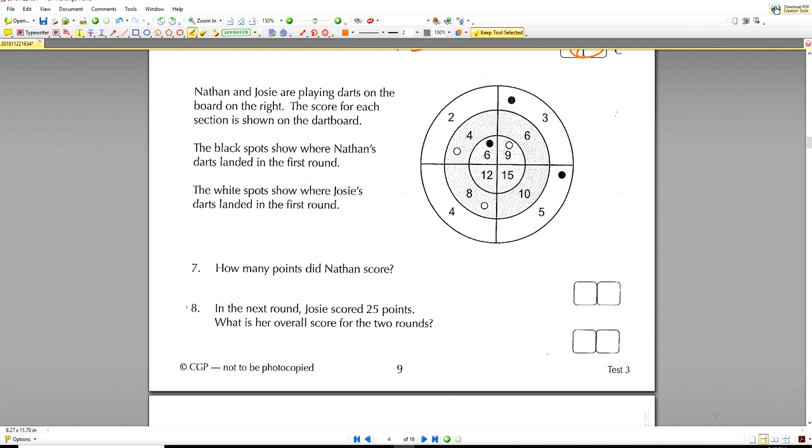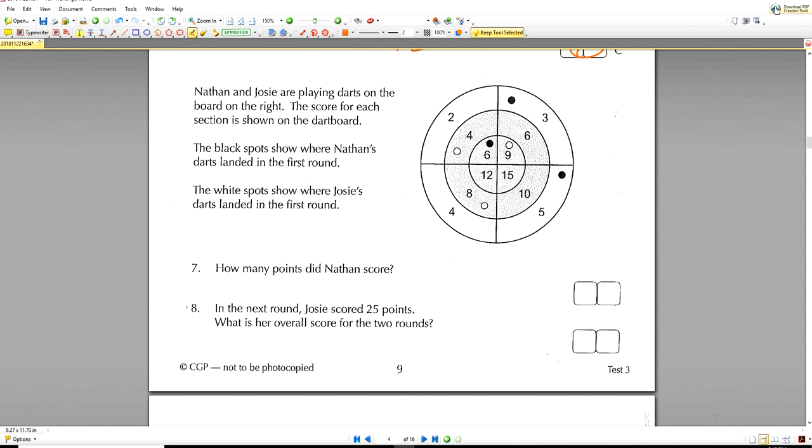Nathan and Josie are playing darts on the board on the right. The score for each section is shown on the dartboard. The black spots show where Nathan's darts land in the first round. The white spots show where Josie's darts land in the first round. So we've got the black spots for Nathan, and the white spots are for Josie.